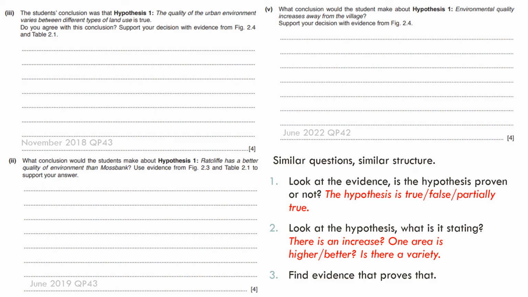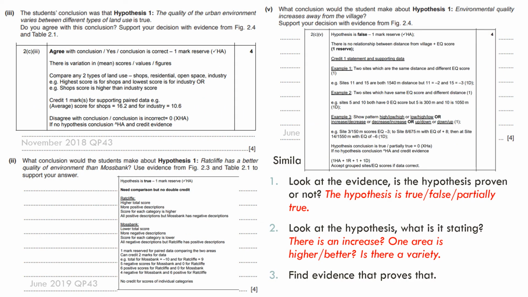So I've got 3 examples here. I just want to go through about how you would respond. First of all, you need to look at the evidence that they've been given. Has the hypothesis been proven or not? Is it true, false, partially true? Once you've looked at the hypothesis, you need to state from that whether the data reflects an increase, or is one area higher or better than the other? Is there variety? And provide evidence that proves or disproves that hypothesis.